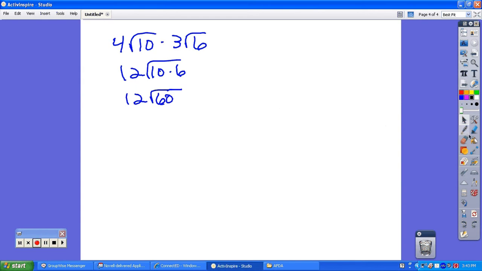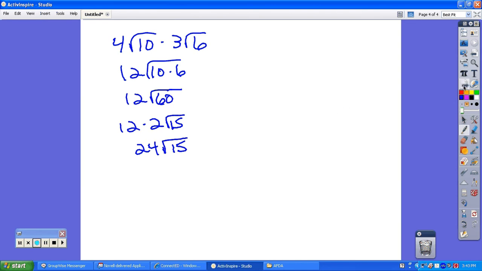So I'm going to have, and let me get my pen back, 12 times 2 square root of 15, because I already did 60. I don't see any reason to keep doing it. Okay, so I'm going to multiply 12 times the 2, so that's going to give me 24 square root of 15. Those are the different ones that you're going to run into with the multiplication. Now, let's look at some with the quotient.